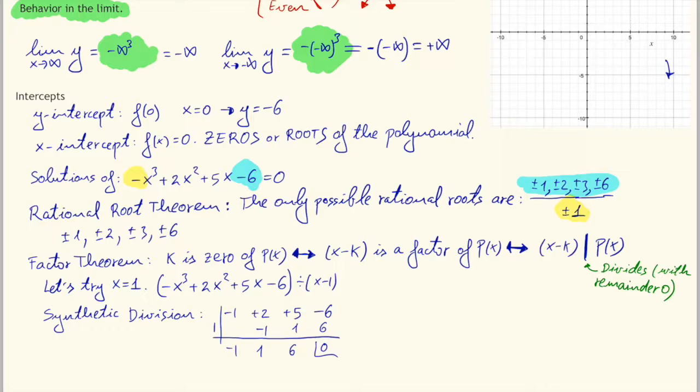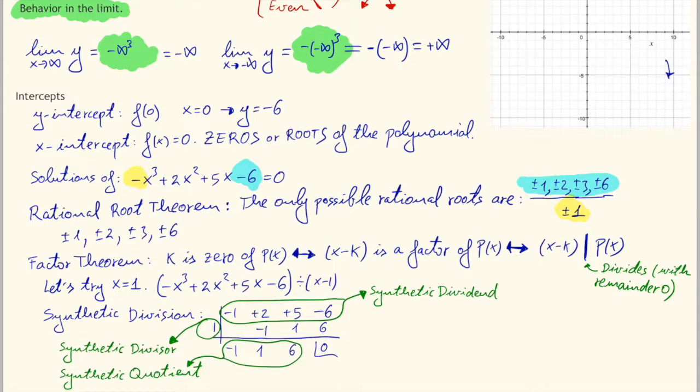Remember that this method is called synthetic division because here we have what I call the synthetic dividend. Here we have what I call the synthetic divisor. Here we have the synthetic quotient. And here we have the synthetic remainder. We call it synthetic because we don't see all the expression. We don't see the unknowns. We see only the coefficients.